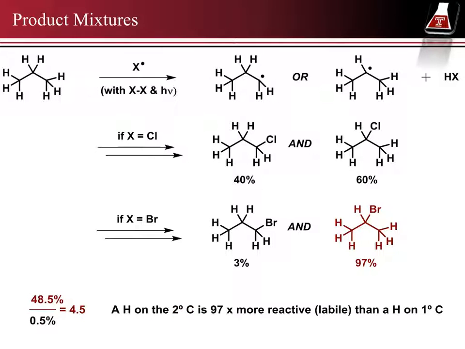So we take 48.5, we divide by 0.5, and sorry, this is wrong. This is not 4.5, that's a copy and paste error, so this should be 97. A hydrogen on the secondary carbon is now 97 times more reactive, or another word we use is labile, than a hydrogen on a primary carbon. In this case, what has changed? We've gone from chlorination to bromination.